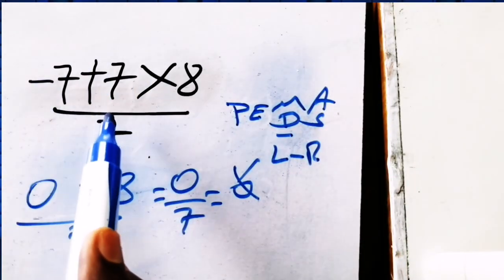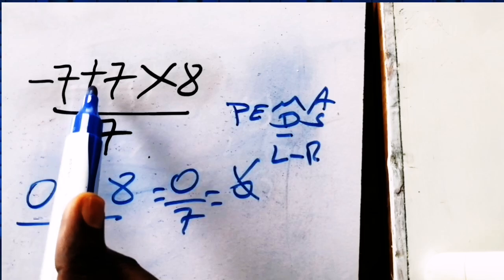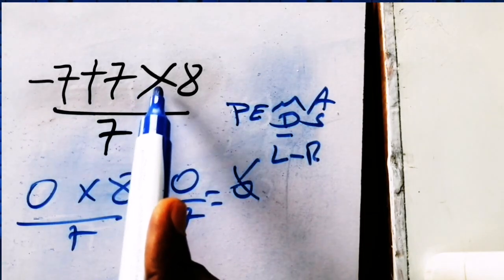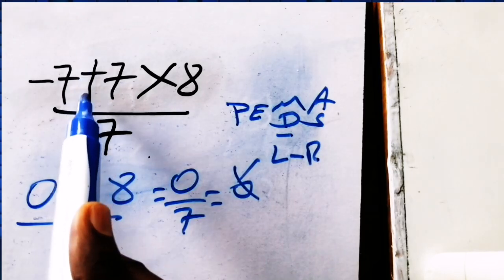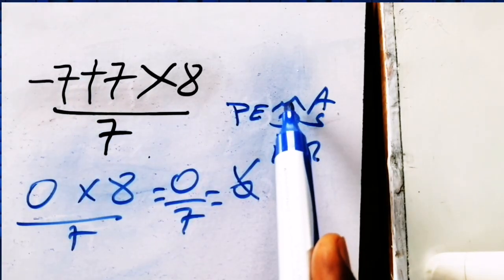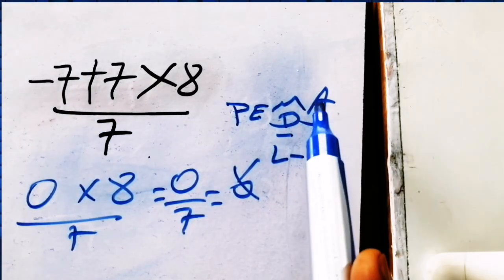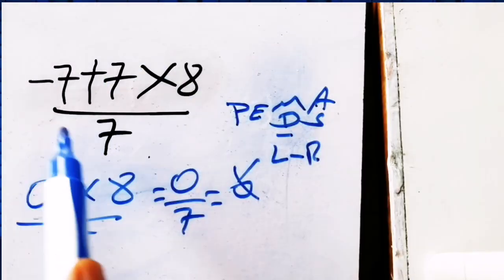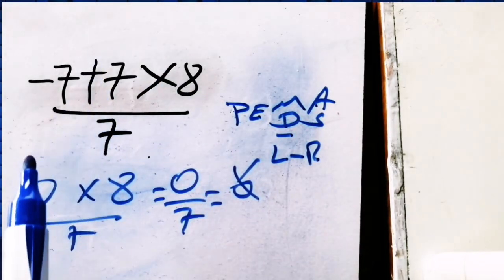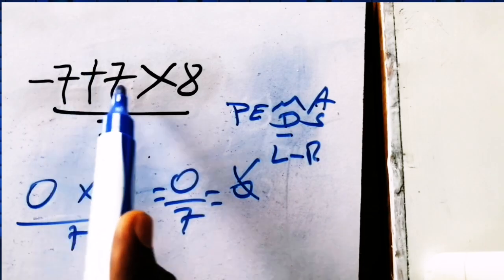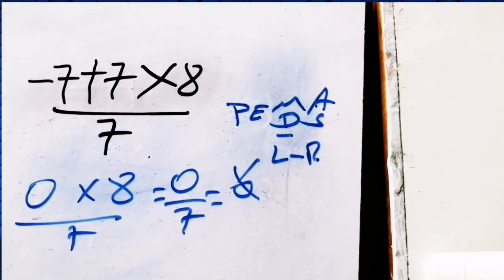In this expression, the numerator part has one addition and one multiplication. Therefore, this multiplication has higher priority than this addition because multiplication comes before addition. Okay. Therefore, according to PEMDAS, first we have to do this multiplication and finally this addition. If we do this addition before this multiplication, it is wrong.